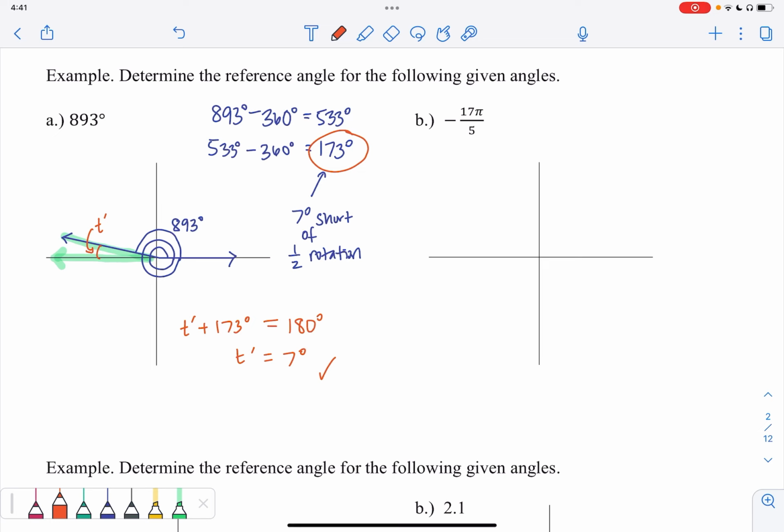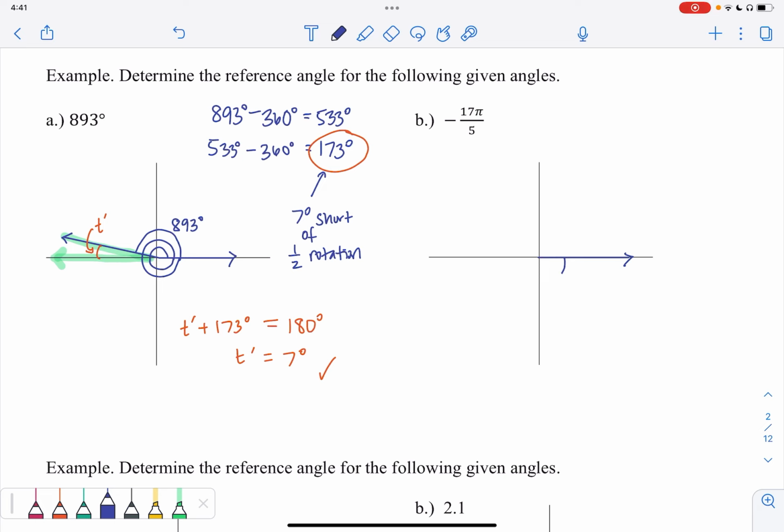Okay, great. Let's do another one. So here I say, determine the reference angle for negative 17 pi over 5. In order to do that, I need to know where negative 17 pi over 5 lives. Well, I know its initial side will be on the positive x-axis, and I have to start heading clockwise since it's negative.